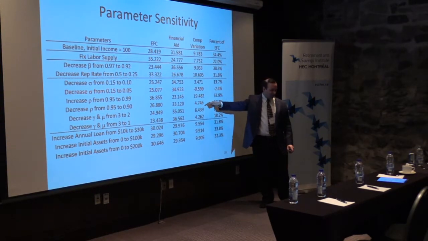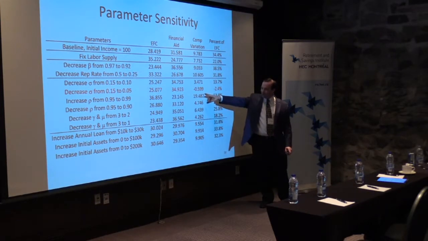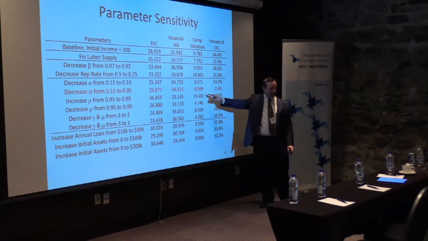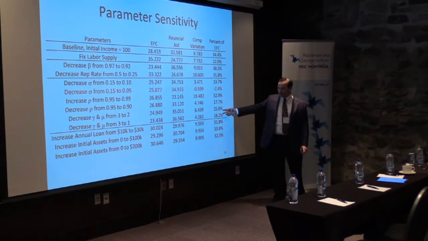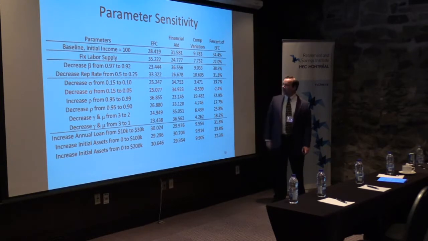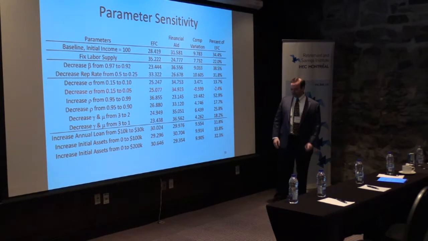I mean, the work that Fatih Guvenin has done with large universes of earnings histories suggests that all of these numbers that are in the 90% and up range might be too high. So that's something for me to look at. If you decrease the curvature of the utility function, you're gonna lower the compensating variation.